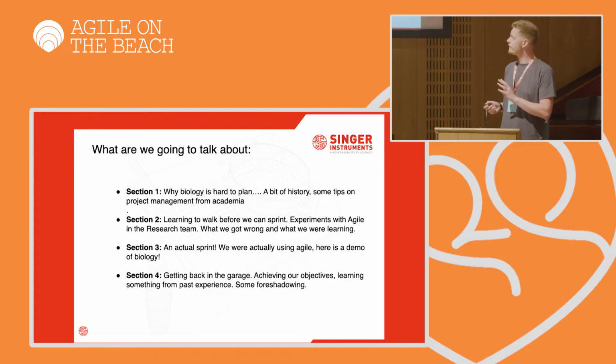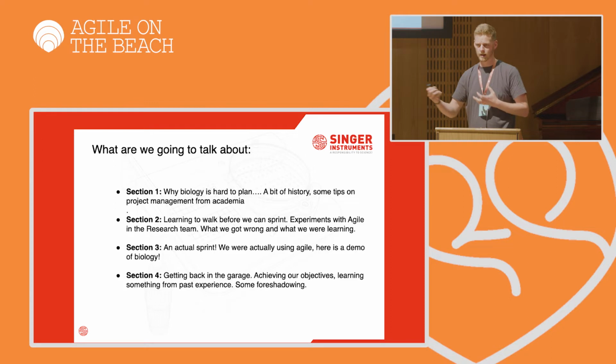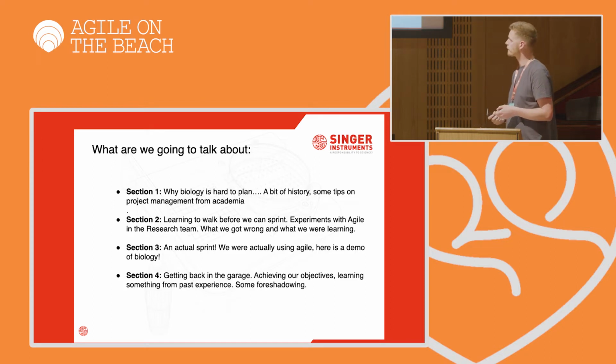So we're going to split this talk into about 4 sections, the old school academic in me coming out. First off, we're going to talk about why biology is hard to plan, a bit of history and some tips, or lack thereof, on project management from academia. In section 2, I'm going to talk about learning to walk before we can sprint. That's probably not new to you guys, but it might be a different application on sprinting and how that works.